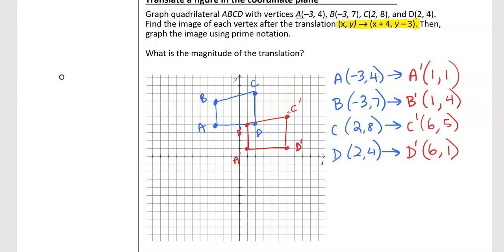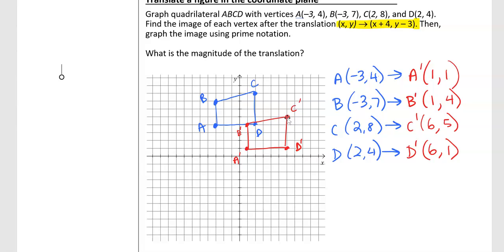So what I could have done is I could have taken the graph and I could have just done counting. I could have said over 4 down 3 and I could have plotted. And I could have done that for every single point. All right, so that is an alternative way to do that. So I now have, there's my prime notation.